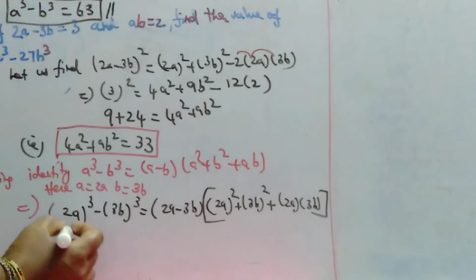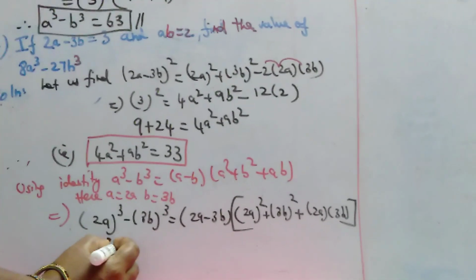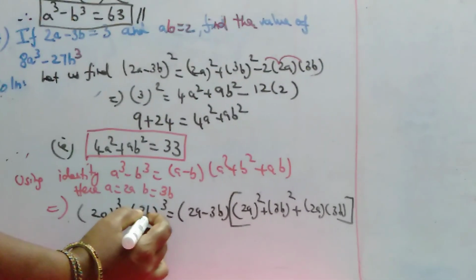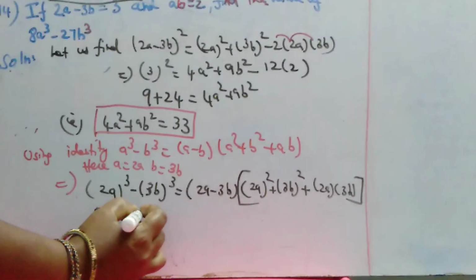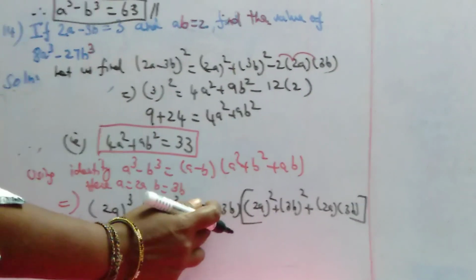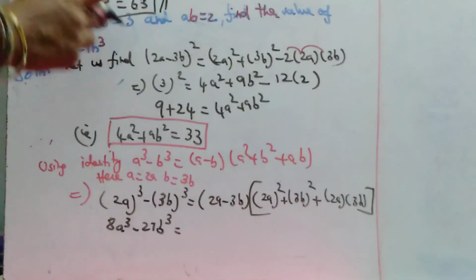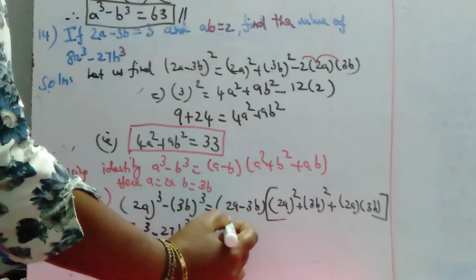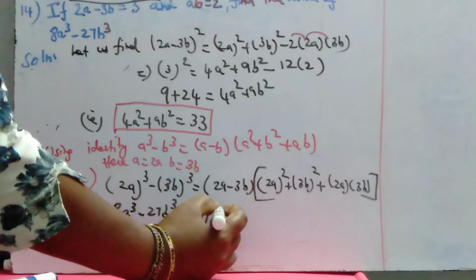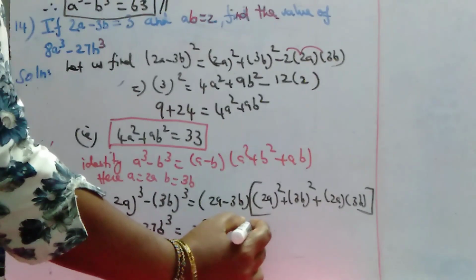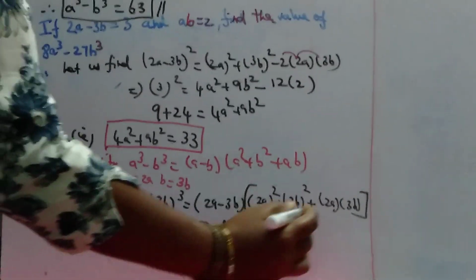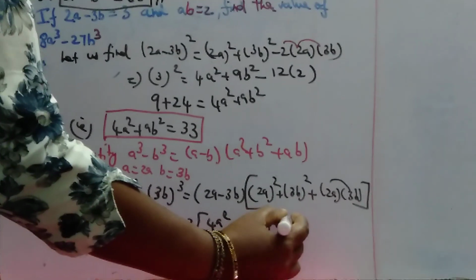Okay, what is 2a cube? Which is 8a cube minus, what is 3b the whole cube? 3 cube is 27, then b cube we are writing. Here 2a minus 3b, it is given in the question itself, which is 3, substituting the value here. Then 4a square plus 9b square plus here 2 into 3, 6ab.